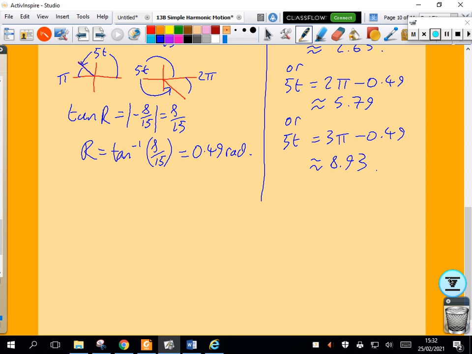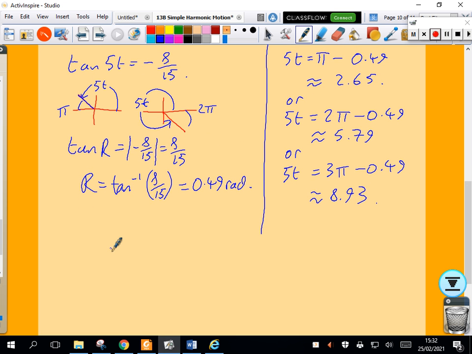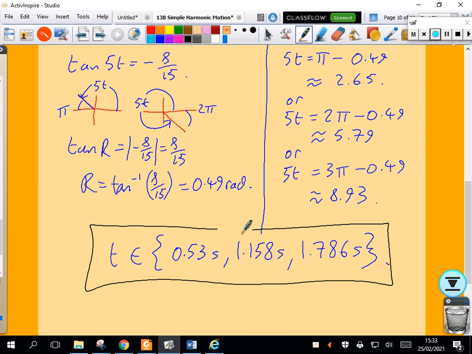Now I just have to find my values for t. So I just divide each of those things by 5 to find my solutions. So 2.65 divided by 5, well, that's 0.53 seconds. 5.79 divided by 5, well, that's 1.158 seconds. And then finally 8.93 divided by 5, that's 1.786 seconds. Okay, so what has cropped up there is the ability to solve trigonometric equations.